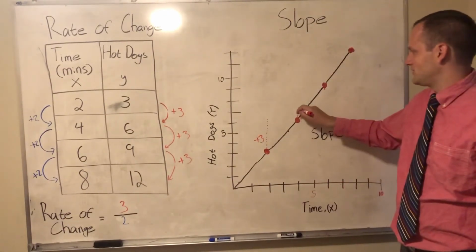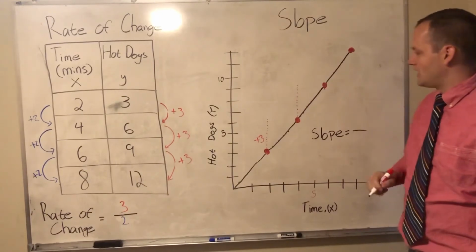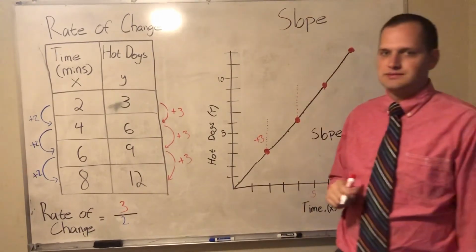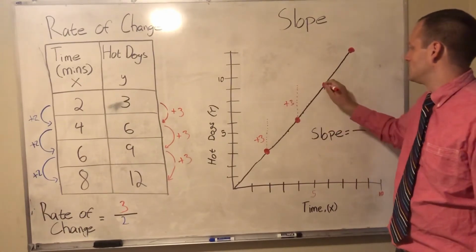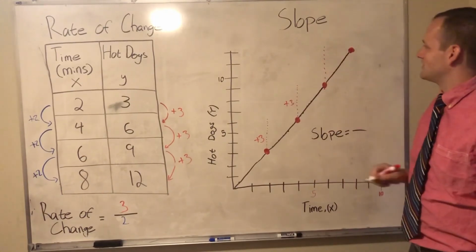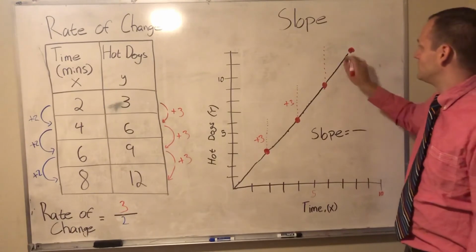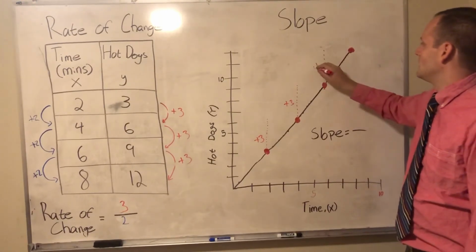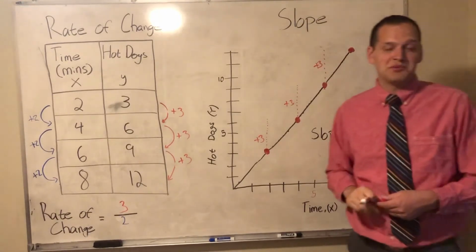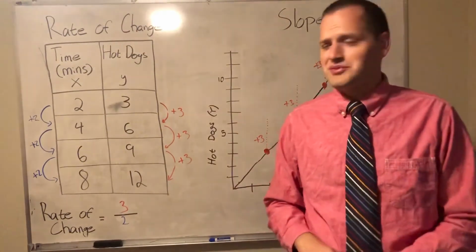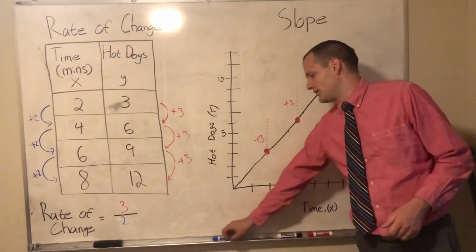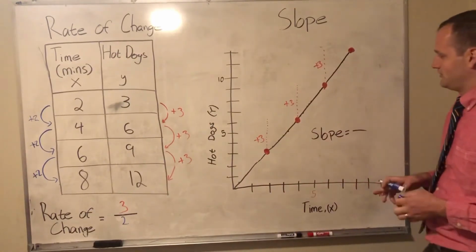Let's do the same thing here. To go from 6 to 9, what do I need to add? To go from 6 to 9, I need to add 3. One more time. Sorry, 9 to 12. I need to add 3. Every single time I'm going up by 3. Does that show a constant rate of change? Absolutely.